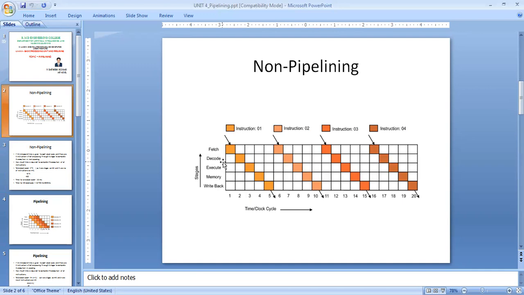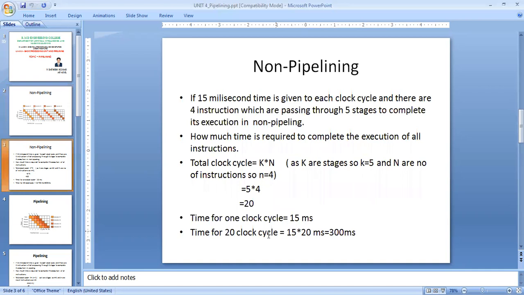If you consider each cycle is 15 milliseconds, that means to execute these 4 instructions, we need at least 300 milliseconds to execute those 4 instructions.